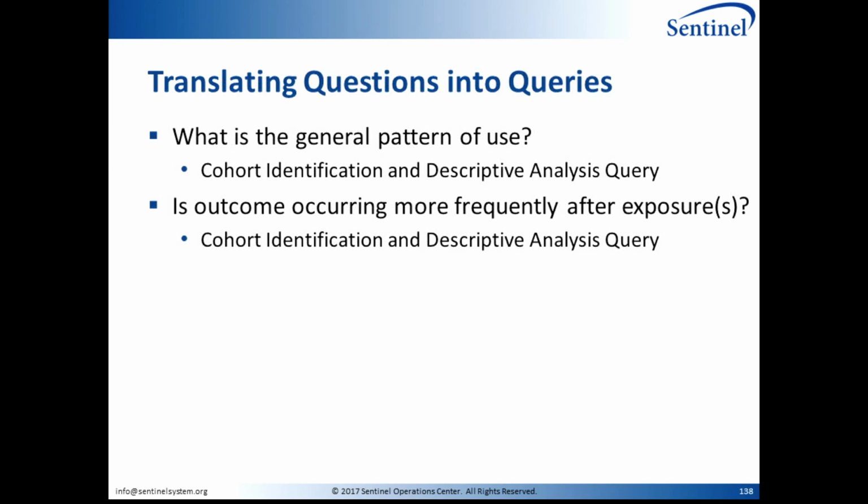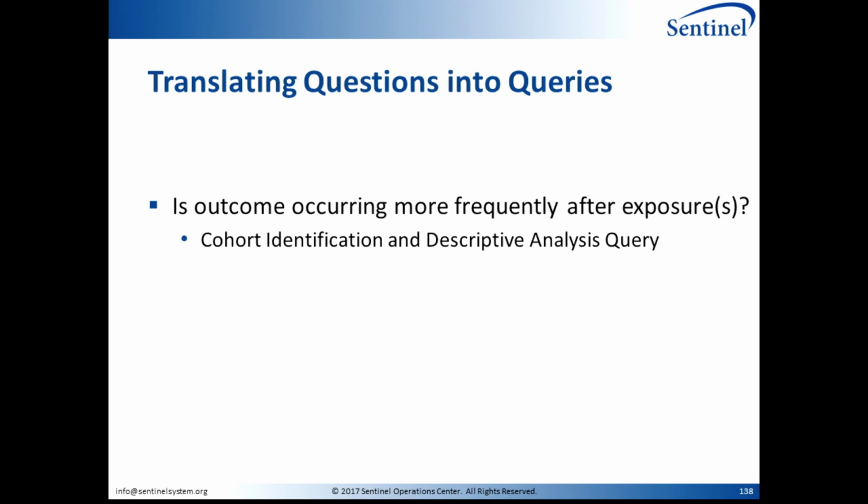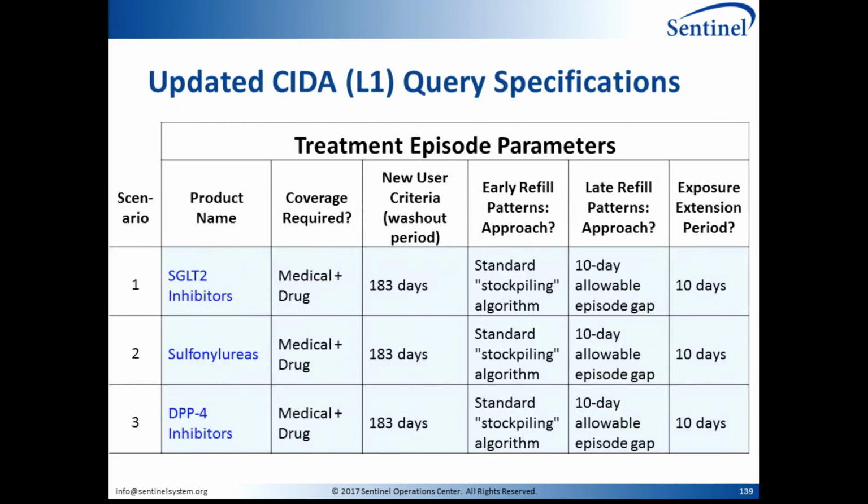So the next question, because we already talked a little bit about the general pattern of use, is to look and see if the outcome is occurring more frequently after particular kinds of exposures. And so I'm going to look at a set of query specifications again. These are the input files or the input parameters to my computer program. I have 3 different classes of oral anti-diabetic medications up here because I'm going to be looking for differences in class, saying how is diabetic ketoacidosis occurring after SGLT2 inhibitors versus sulfonylureas versus DPP4s.